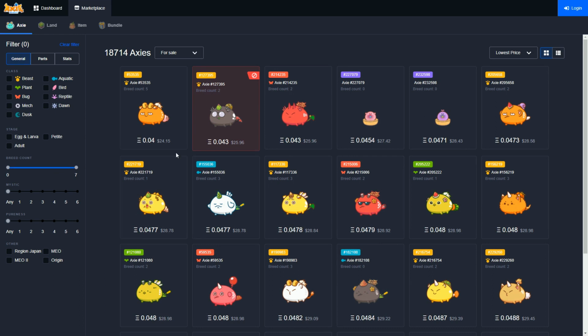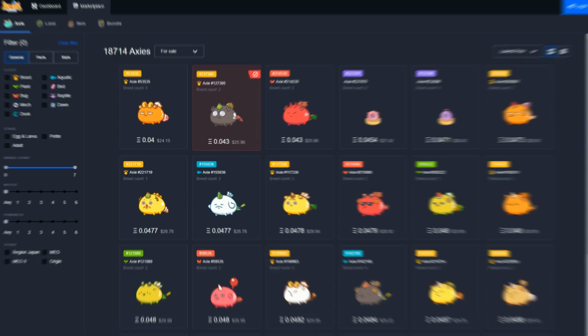So we can see here the cheapest one is currently 0.04 ETH, which is currently $24.15, and we can see the pricing range. So if you're wondering where I take my data from, this is where it comes from. But let's go in and have a look at the data.